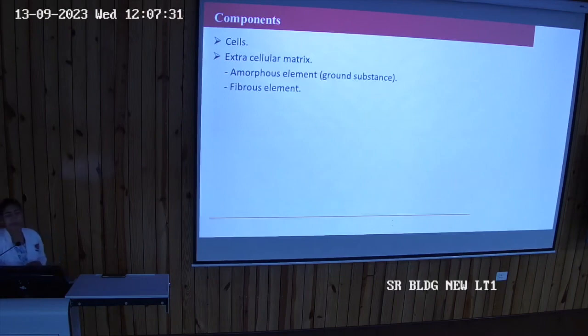So what does the extracellular matrix contain? It contains the ground substance. What is the ground substance formed of? Glycosaminoglycans, proteoglycans. Then you have the fibrous element. You have different types of fibers that you have studied in the connective tissue: collagen fibers, elastic fibers, reticular fibers. So they are forming the framework of the cartilage. Any structure will have a framework. So this framework is provided by the extracellular matrix to the cartilage or to the bone.